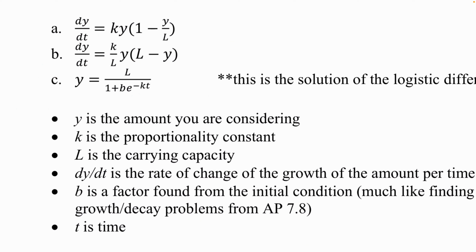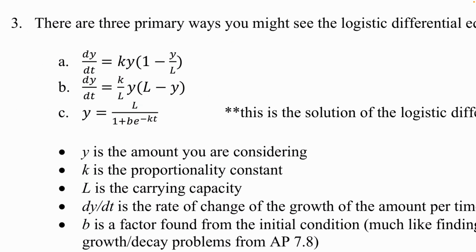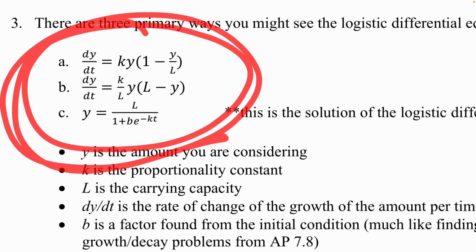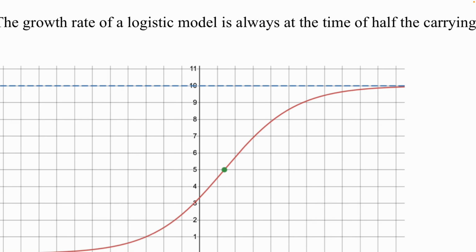Now you will notice that the solution of the logistic differential equation has an extra variable b. And b is a factor found from the initial condition. It's kind of like whenever you had to find c in exponential growth and decay problems from AP 7.8. Okay, so those are the three. The biggest thing you have to do to prepare is to learn these three equations, to know what they are, to know where the parts are. Okay, let's read a little bit more.